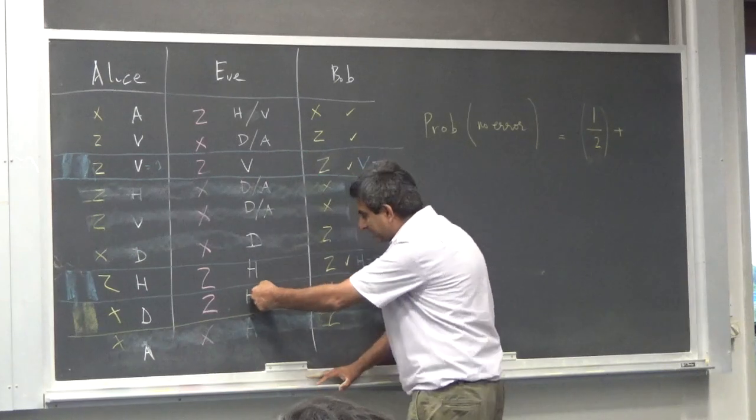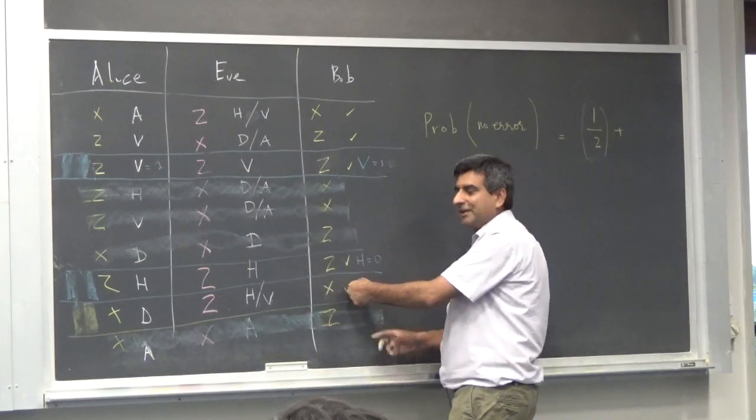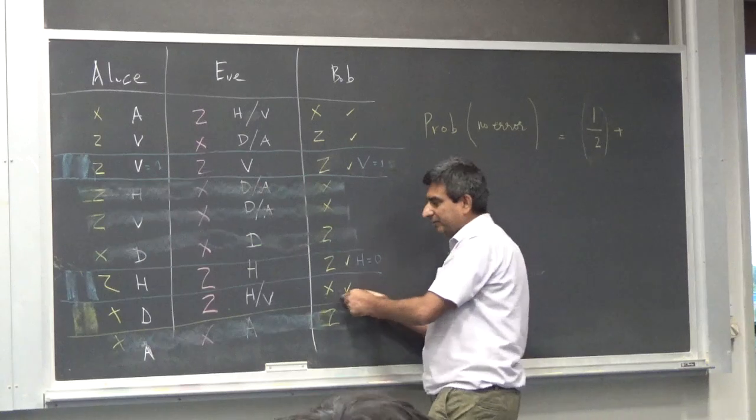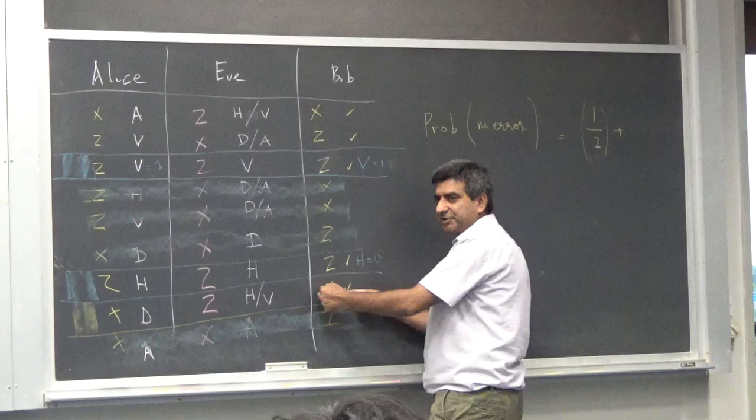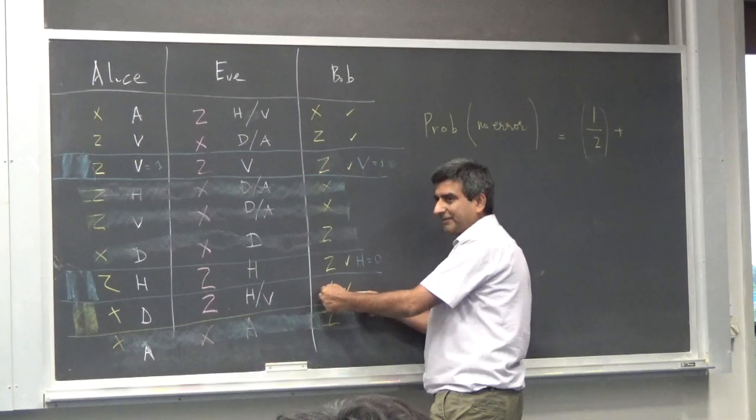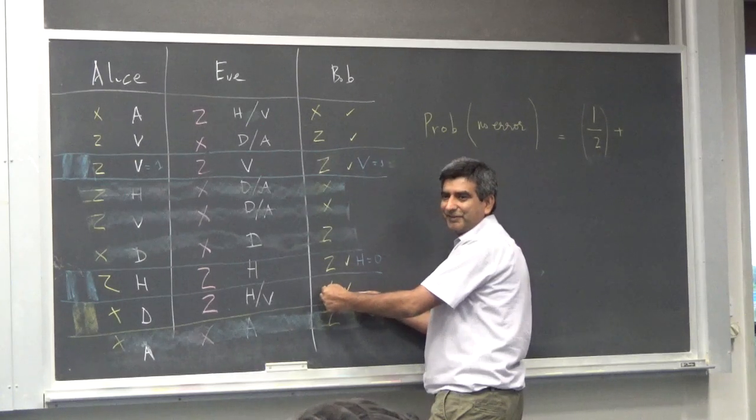Suppose she sends out an H photon. Now, Bob is in the correct basis because it matches Alice's basis. But he's seeing an H photon coming in and he's measuring in the X basis. So there are two possible outcomes, zeros and ones.